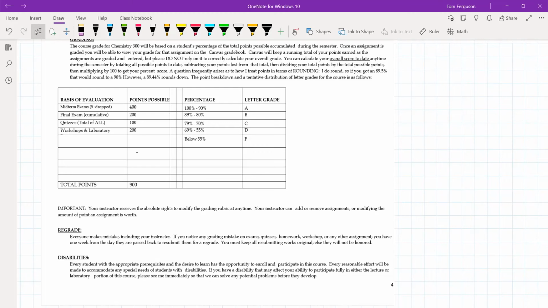Los Rios does not do pluses or minuses, so it's strictly an A, B, C, D, F grade. And I do round. So 89.5 rounds to 90, and 89.44 rounds to 89. Okay. A lot of teachers do not round, but I do.